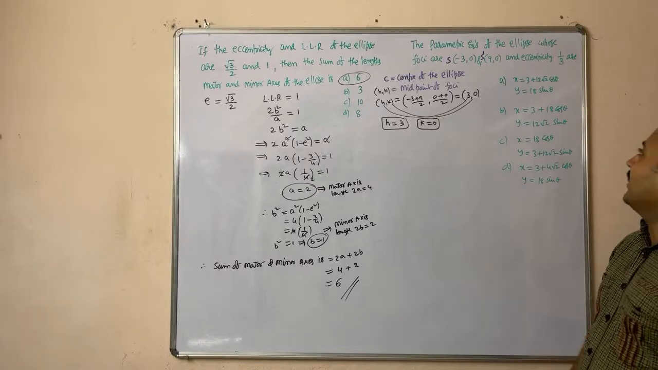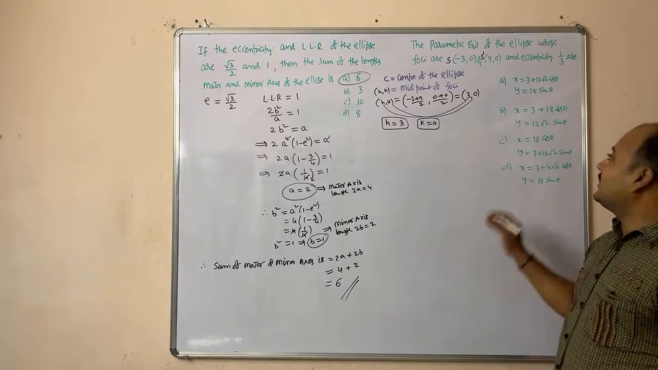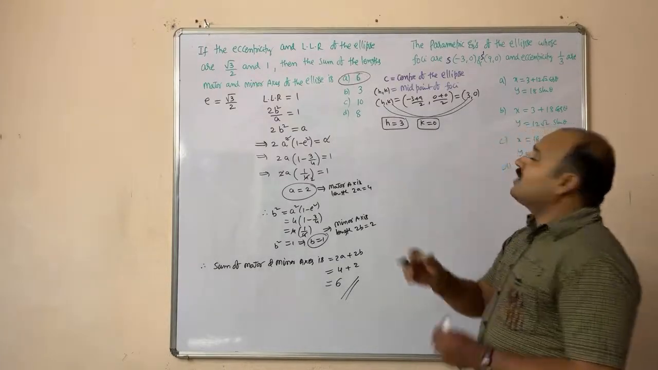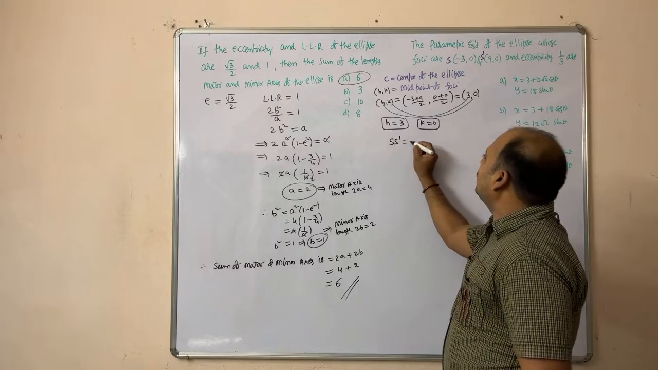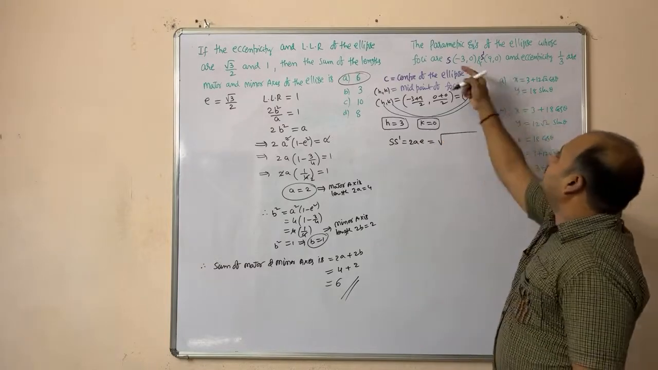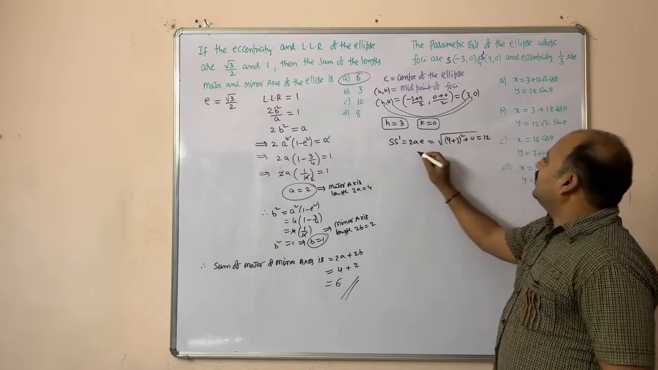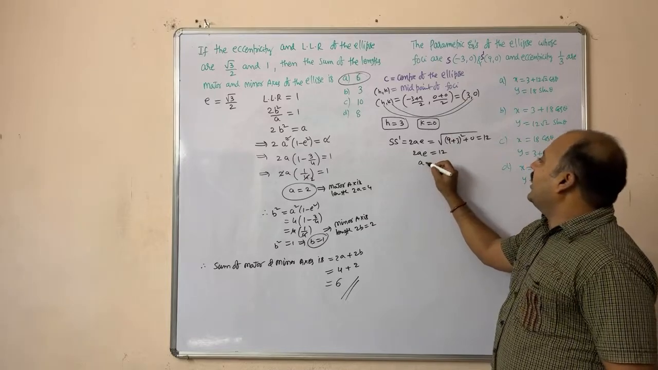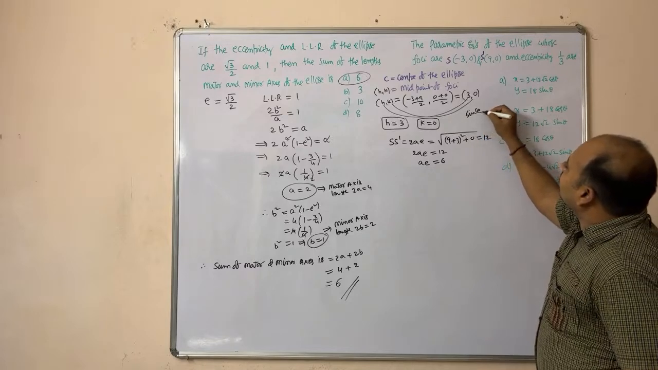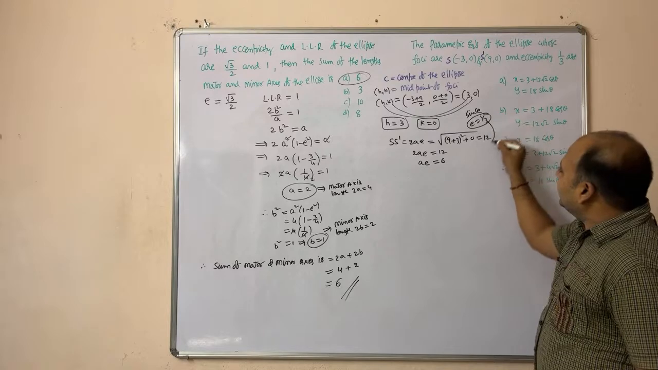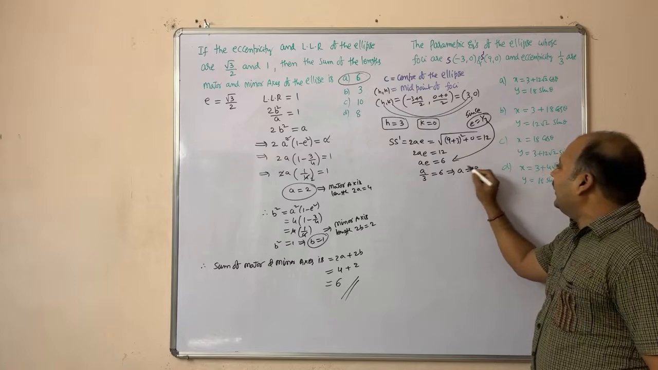What for it is given? 1 by 3 eccentricity, I will tell here. To calculate eccentricity, a and b values are required. So distance between S and S dash is equal to 2ae. That is equal to the distance between these two: square root of (9 minus (-3)) whole square plus 0. So it comes as 12. So 2ae is equal to 12, ae is equal to 6. e value 1 by 3 is given. Since e is equal to 1 by 3, substitute in this. So a by 3 is equal to 6. That implies a is equal to 18.